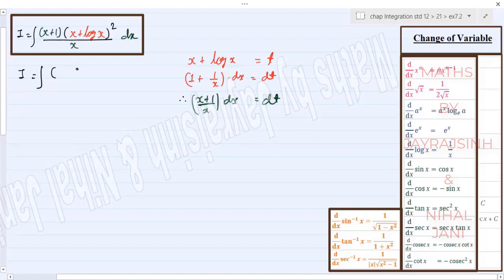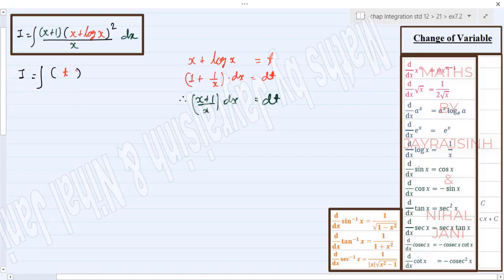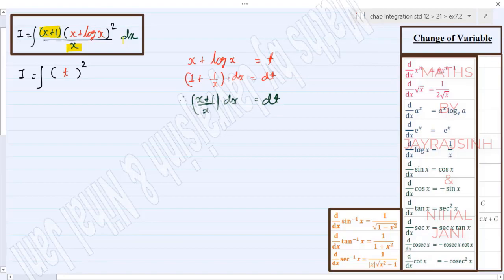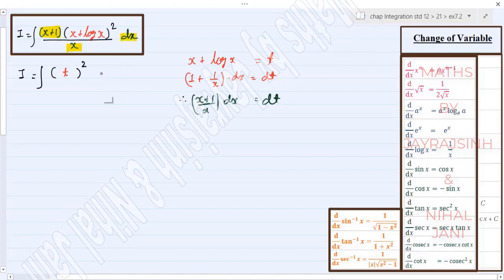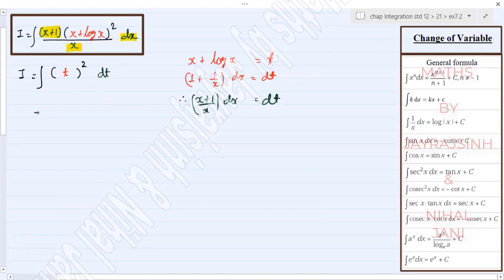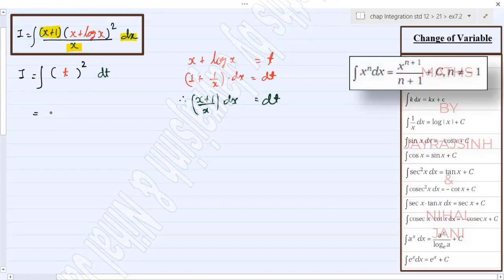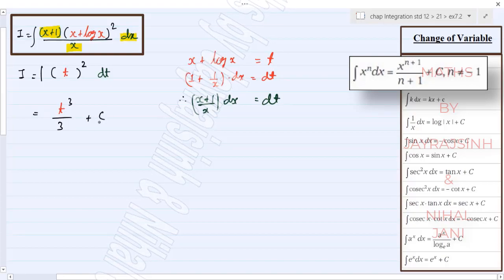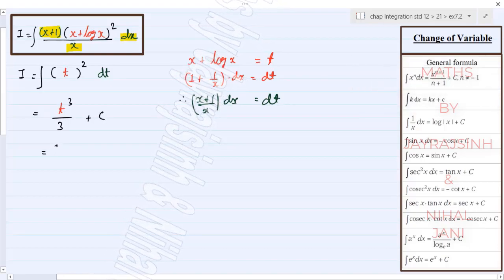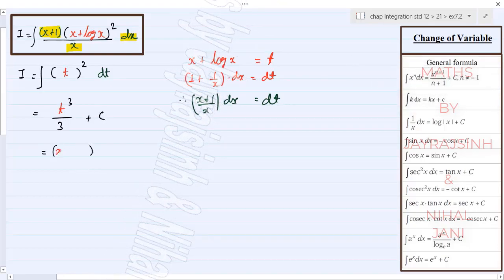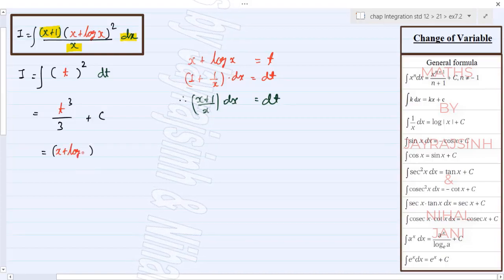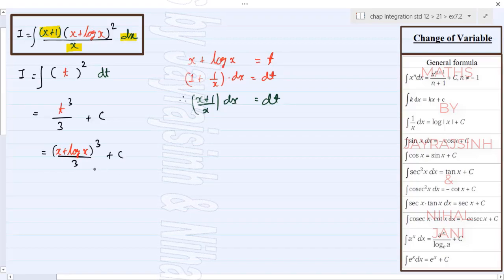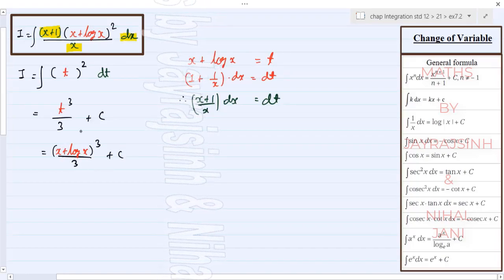Instead of x plus log x, we just have to substitute t the whole square, and x plus 1 upon x dot dx will become your dt. The integration of t square will be t raised to 2 plus 1, or we can say 3 by 3 plus c. And to get the final answer, just substitute the value of t, the whole cube by 3 plus c. Ta-da!